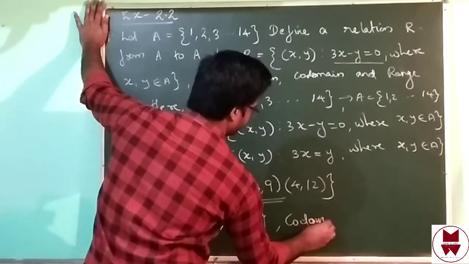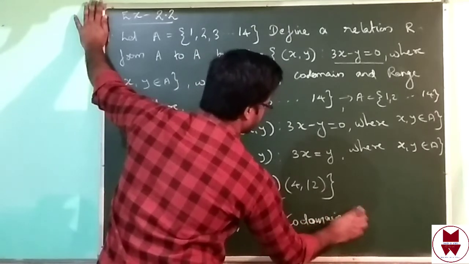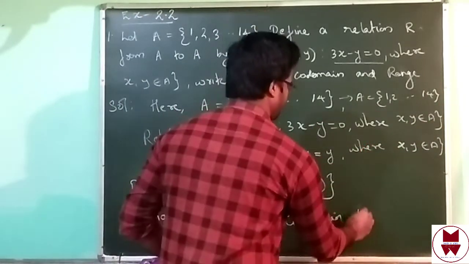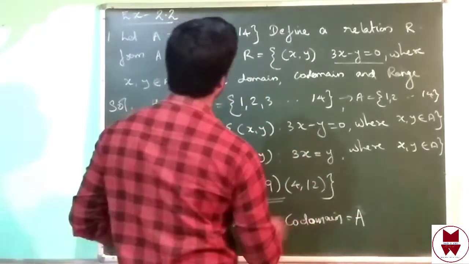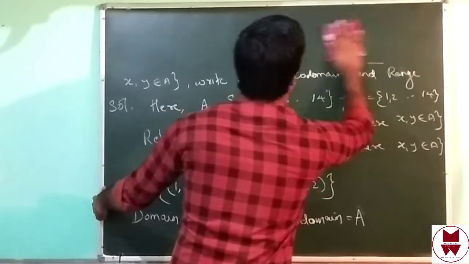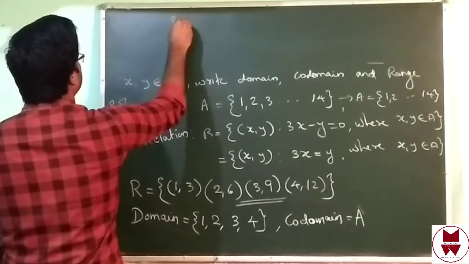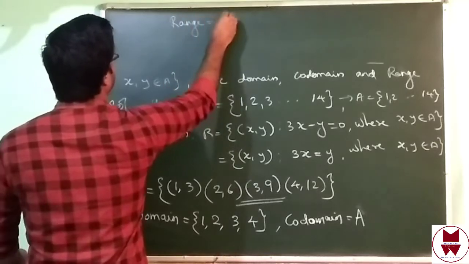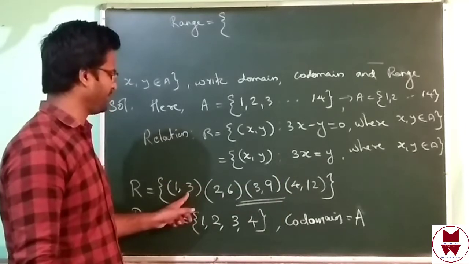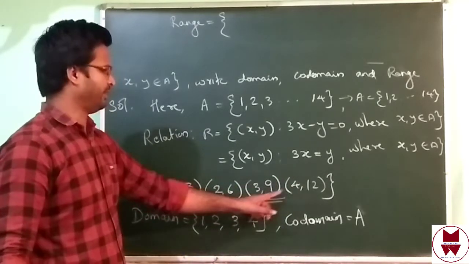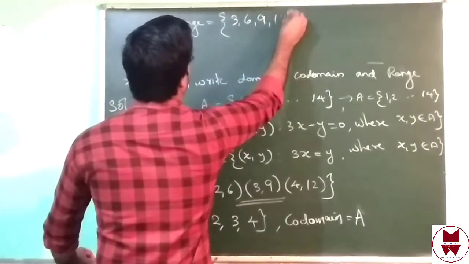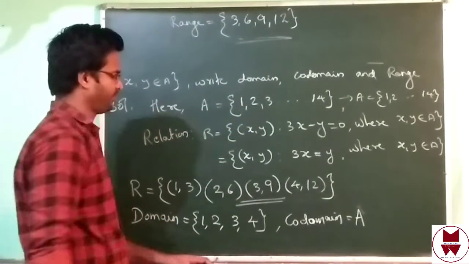Then codomain. What will be the codomain? The second set, all of it. What is the second set? Here it is A, isn't it? You can write it. Then again, we need the range. Range means the second element of the ordered pairs. Here the second elements are 3, 6, 9, 12. This is our range.